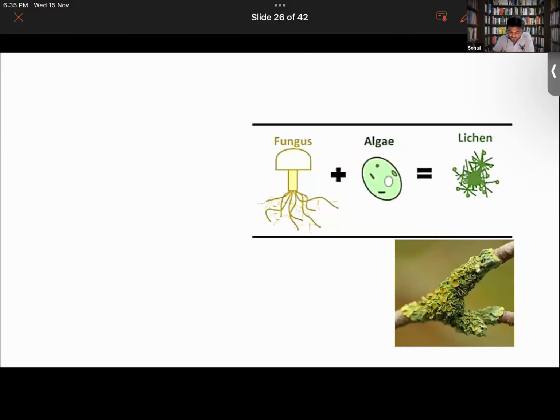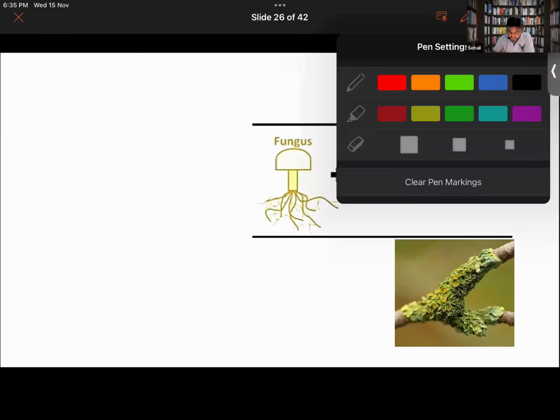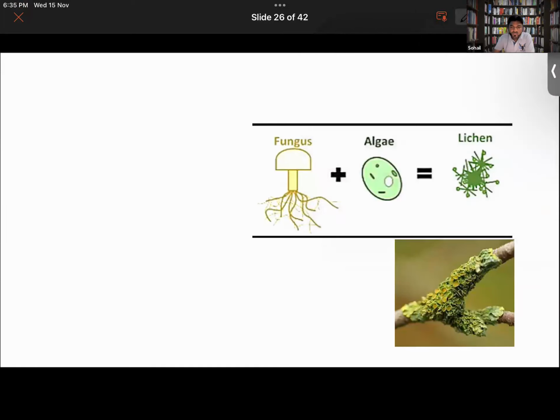Now, in the case of heterotrophic plants, we see the symbiotic relationship between the algae and the fungi. So here, what do we observe? You must have read about the symbiotic relationship between the algae and the fungi. One of them is photosynthetic and one of them is aphotosynthetic.